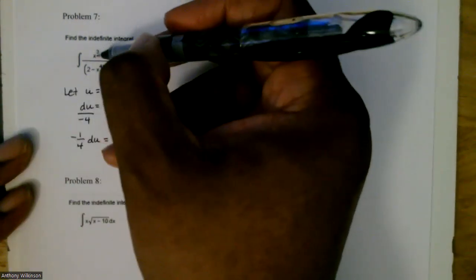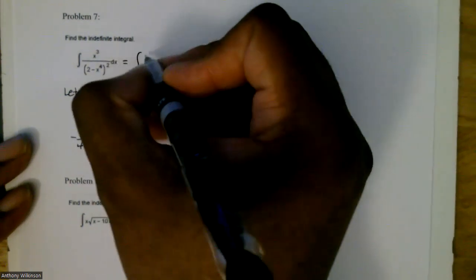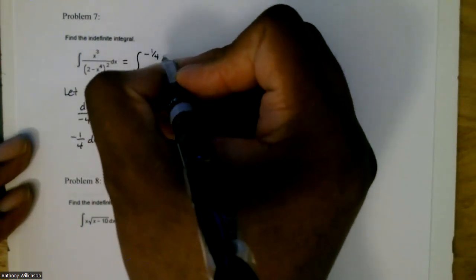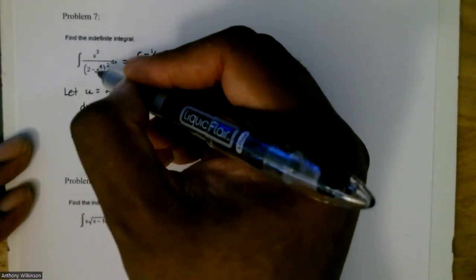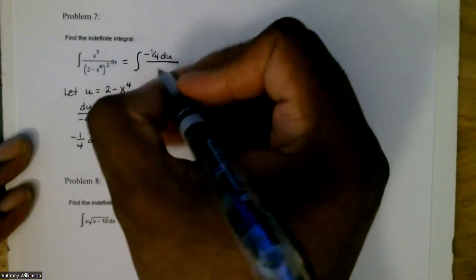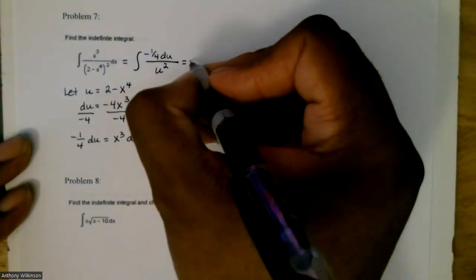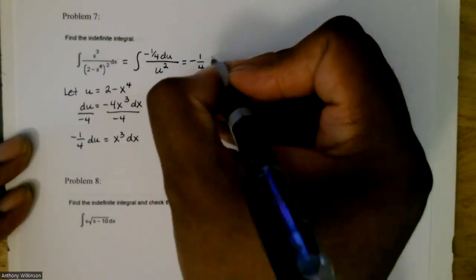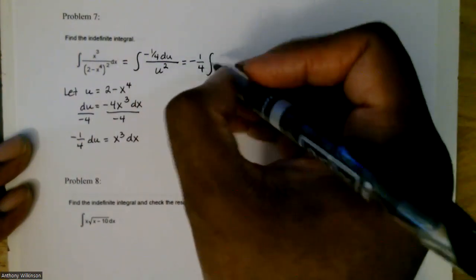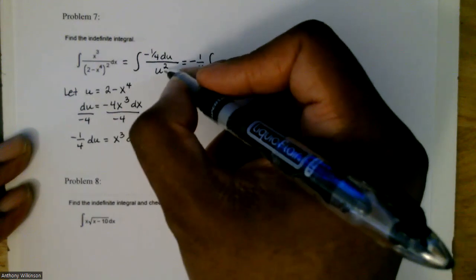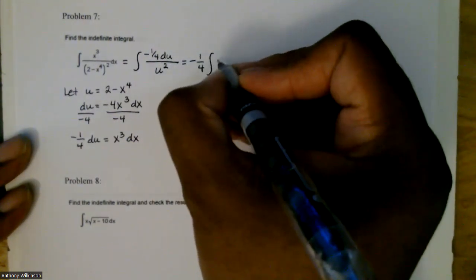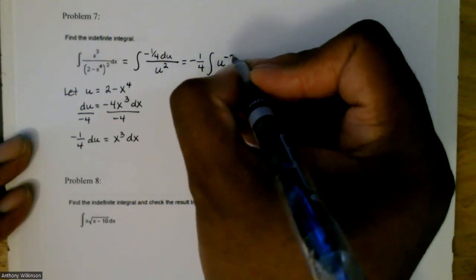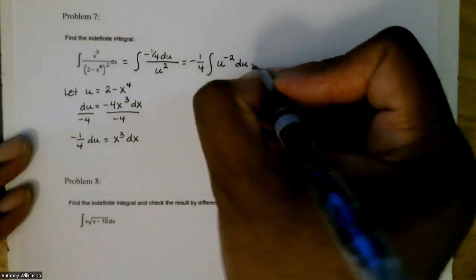Bring down the integral. X cubed dx will be replaced with -1/4 du, divided by 2 minus x to the 4th, which is what u is, so it'll be u squared. Now let's pull the -1/4 to the outside since it's a constant. So it'll be -1/4 times the integral of u squared in the denominator. If I take it out of the denominator and write it using negative exponents, it'll be u to the -2 du.